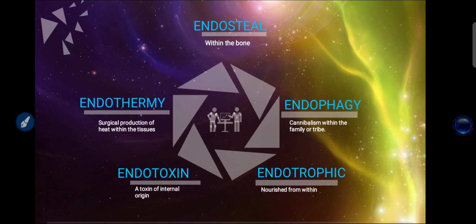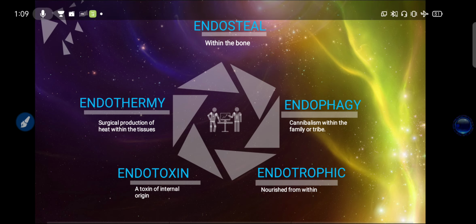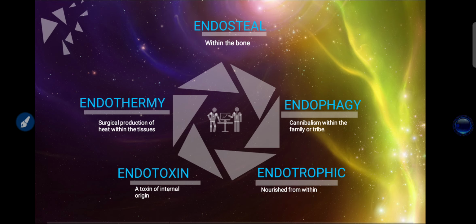Endostil means within the bone. Whenever you try to figure out what is inside the bone, or some kind of problems or biological issues, there is bone marrow inside the bone. If we have any problem in that cavity or part, that hollow part, or we can say bone marrow part, that is known as endostele.